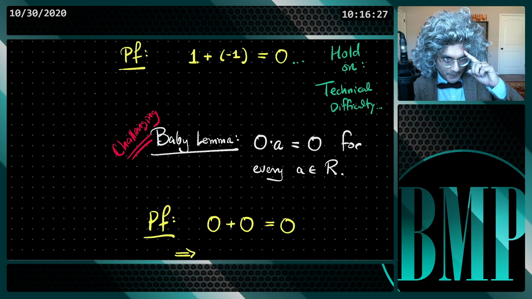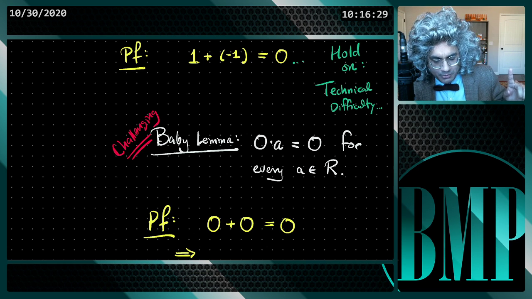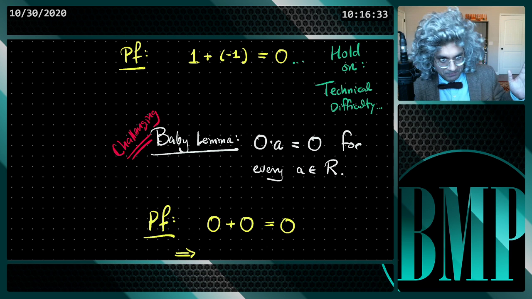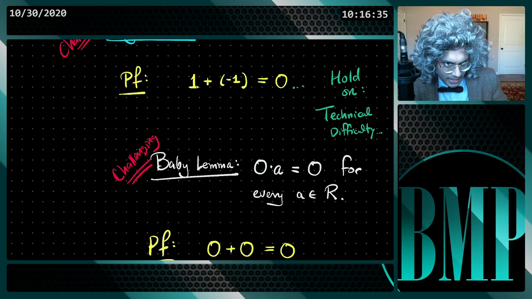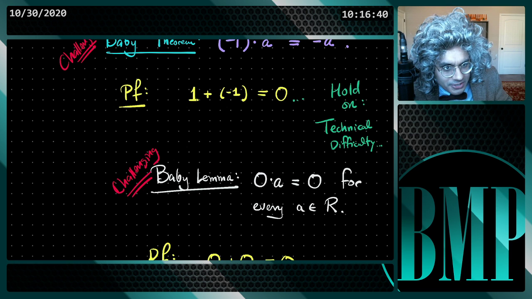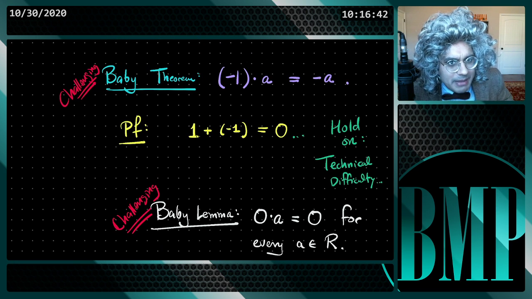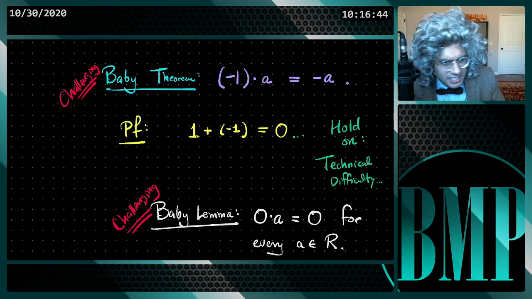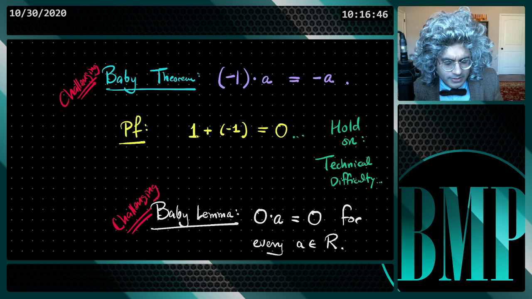Okay. Did I come up with this 0 plus 0 equals 0 trick? No. I learned it from a book. I read it. Okay. Now, but I had to remember it. It's really challenging. Okay, now we go back to the baby theorem. I know it's 10:16. Let's just end on this baby theorem note. Finish it up.